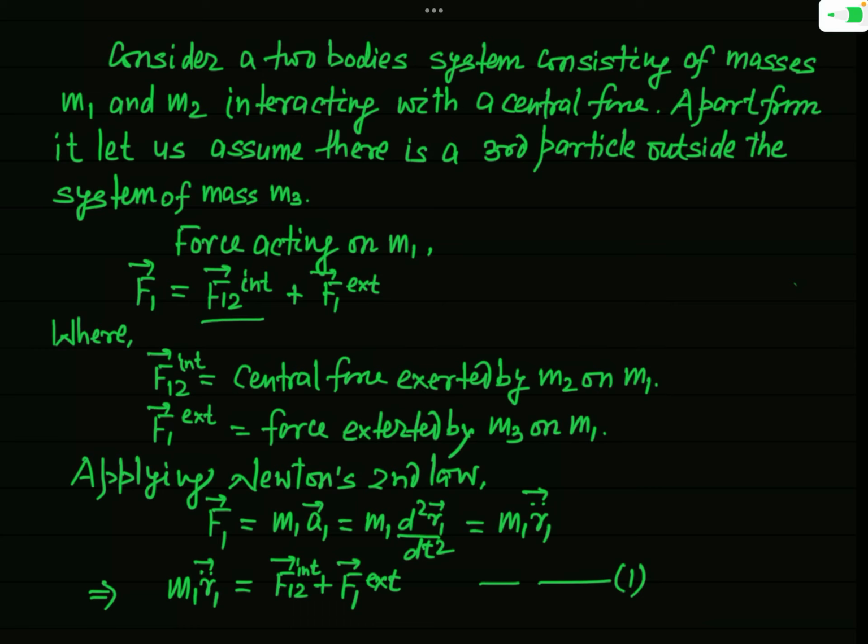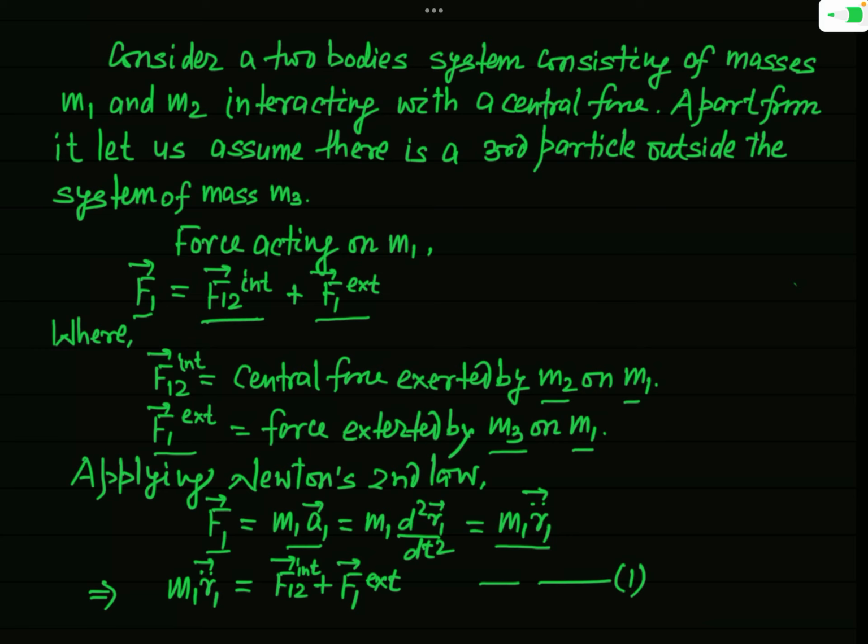The net force acting on M1 will be F1 equal to F12 internal plus F1 external. As I have told you, this F12 is the central force exerted by M2 on M1, and F1 external is the force exerted by M3 on M1. M3 means an outside object. And when we apply Newton's second law of motion, that is the equation of motion, F1 will be this much, and that will be equal to M1 R1 double dot. So M1 R1 double dot will be equal to F12 internal plus F1 external.